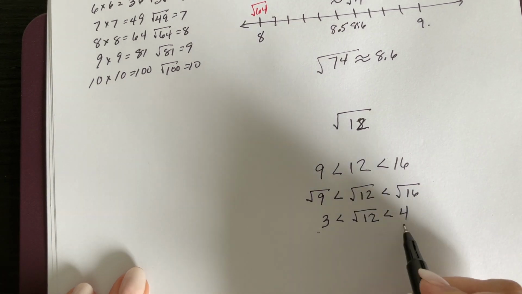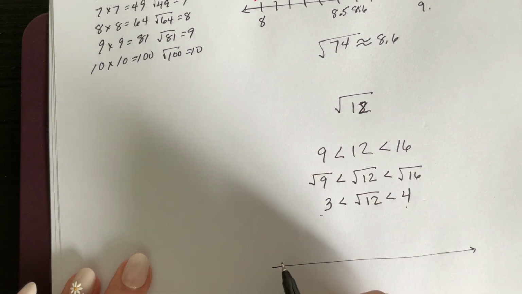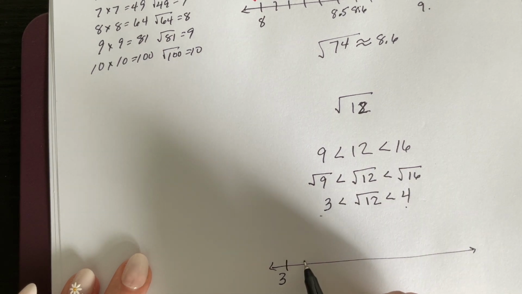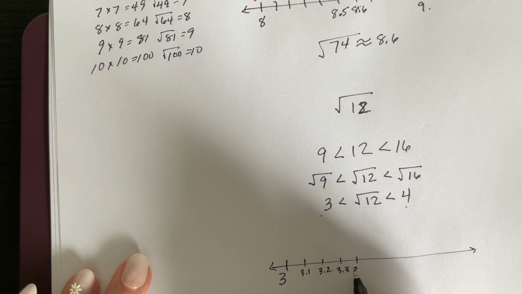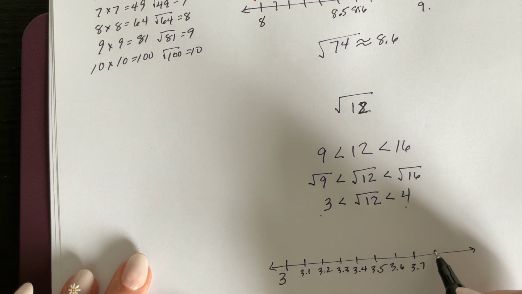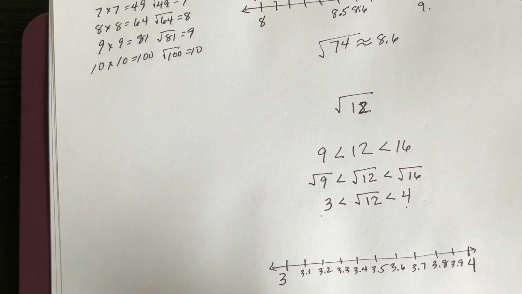So I know now my answer is somewhere between 3. Here's my 3.1, 3.2, 3.3, 3.4, 3.5, 3.6, 3.7, 3.8, 3.9, and here's my 4.